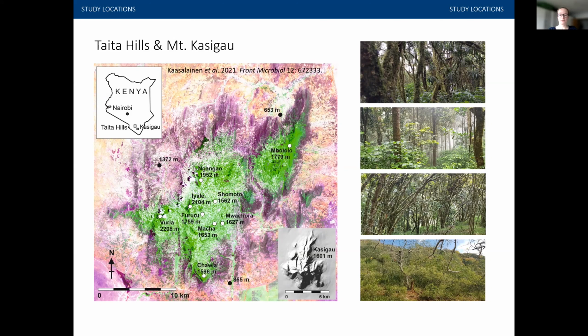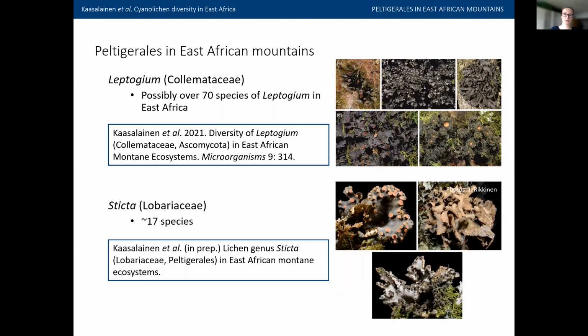Okay, so then in addition to Peltigera, other common and diverse taxa in these mountains include especially Leptogium and Sticta. Leptogium is definitely the most abundant and diverse group, especially in the lower montane forest environments and especially in the Taita Hills. So there's possibly over 70 species of Leptogium in these mountains that we have studied. And there is actually a quite recent publication about this. So if you're interested in Leptogium, take a look at that.